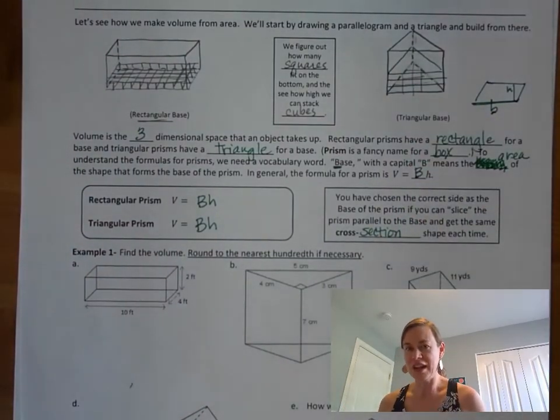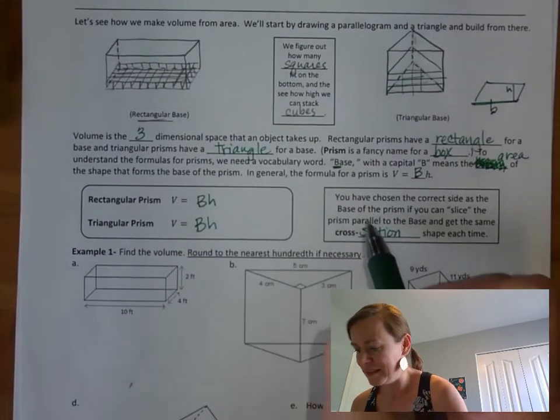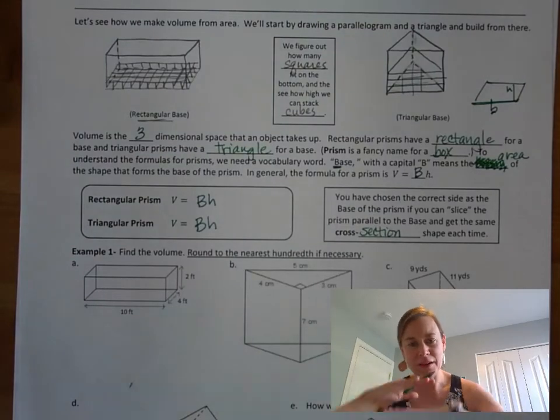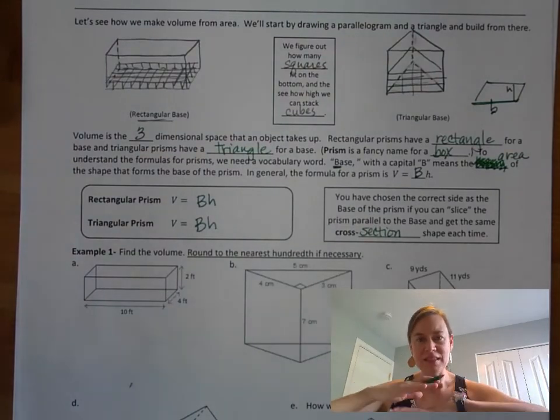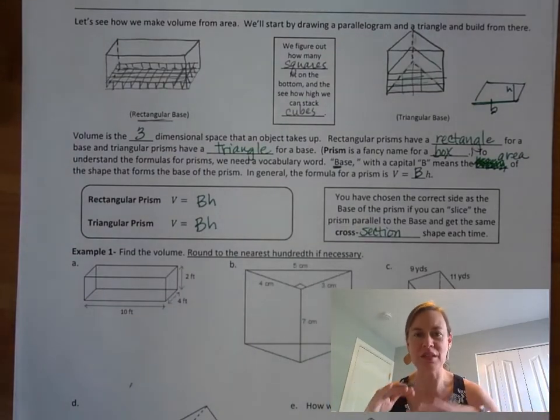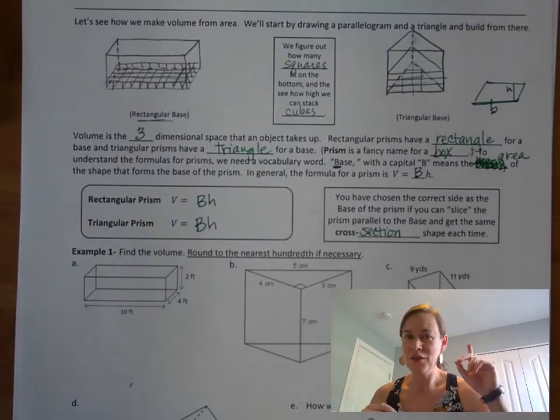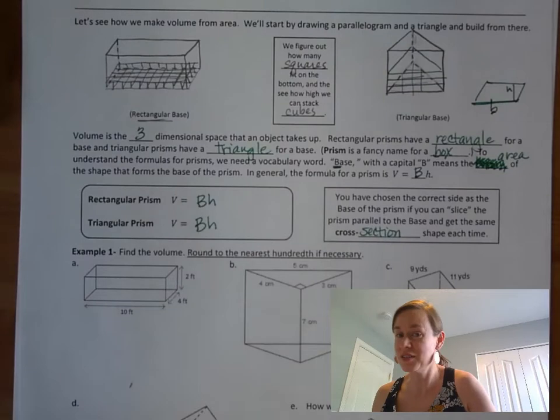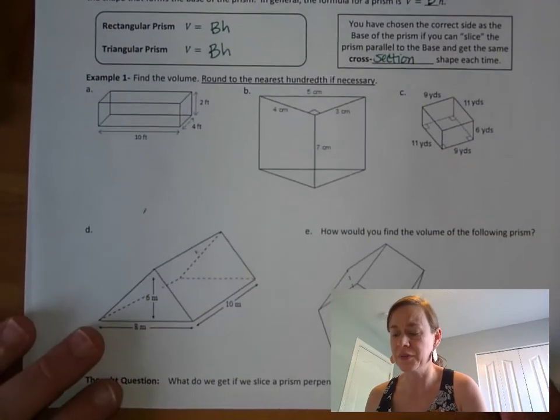So they're talking about slicing it parallel to the base. If you slice it parallel to the base and you get the same shape as the base, you know you've chosen the base correctly. If you get a different shape than the base, then you might have chosen the wrong base. And sometimes they turn them on their sides, so you don't know. Let's look down here for some examples.